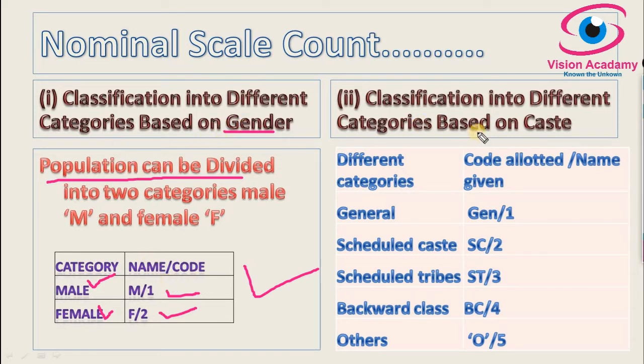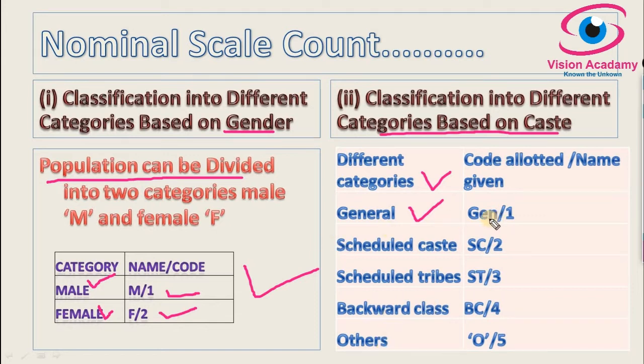Consider one more example. If you want to categorize based on caste, here we have different categories, and a code allotted to the respective categories. We can divide the whole population based on general, scheduled caste, scheduled tribes, backward classes and others.